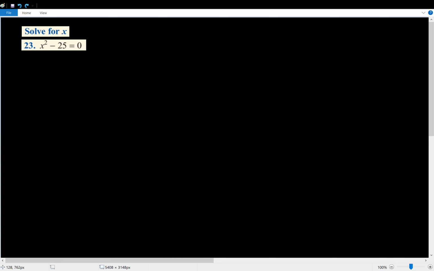This is question 23 in exercise 1.7 in Project Maths 3a. We have to solve for x in the following equation. X squared minus 25 is equal to 0. Now, this is a quadratic equation, and we can tell because we have an x squared involved in it.